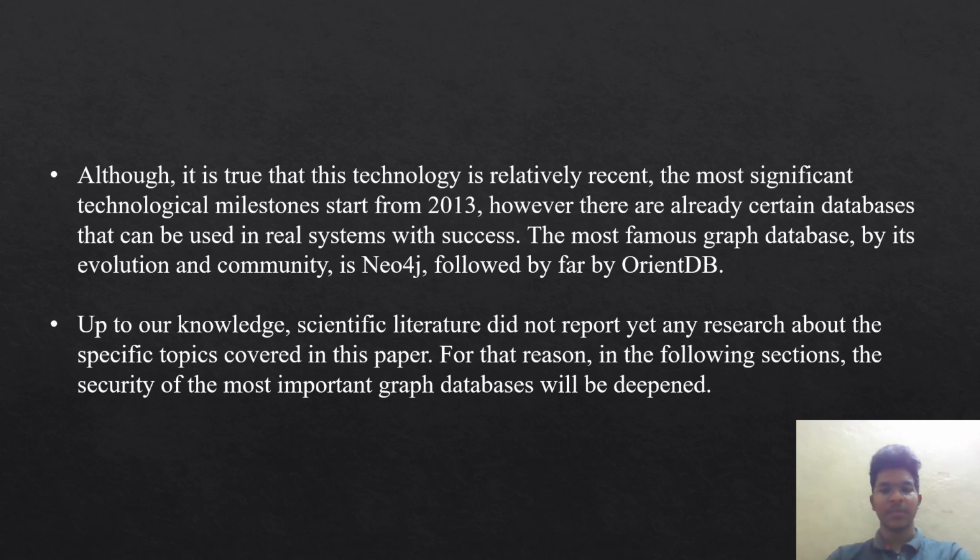Although this technology is relatively recent, the most significant technological milestones start from 2013. However, there are already certain databases that can be used in real systems with success. The most famous graph database by its evolution and community is Neo4j, followed by far by OrientDB.